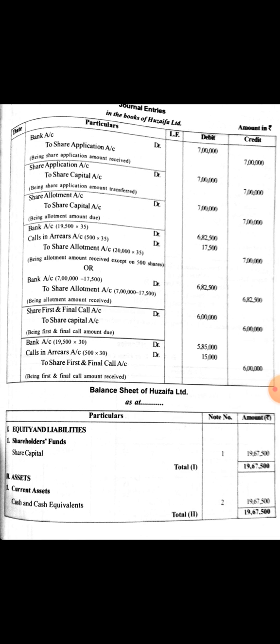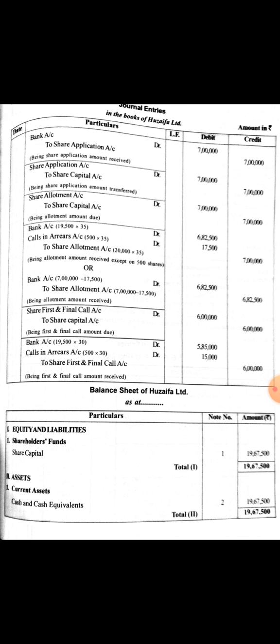Journal entries. First entry on application, bank account debit to share application. Number of shares issued 20,000. Number of share applications received 20,000. So application money 7 lakh rupees. Bank account debit to share application 7 lakh rupees. Next entry, share application account debit to share capital 7 lakh.